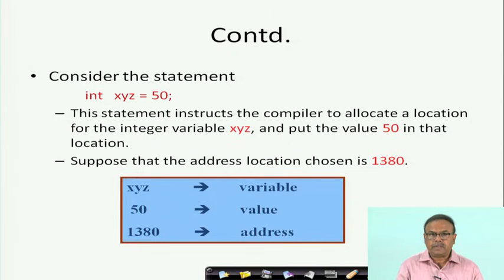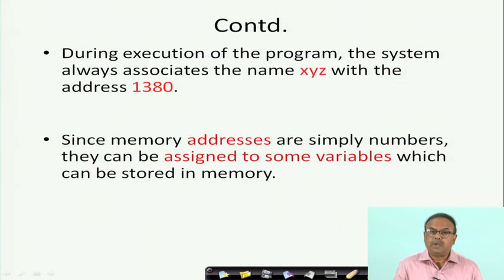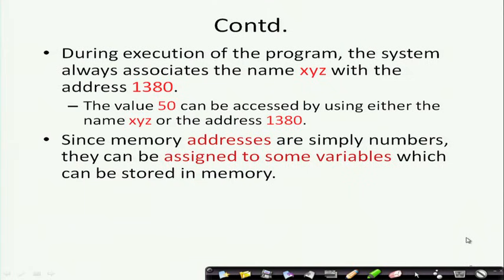We know that, we have discussed it earlier. Now, during execution of the program, the system always associates the name xyz with the address 1380. So, whenever in the program we find xyz, the variable xyz being referred, it will go to the memory location 1380 and fetch that. So, the value 50 can therefore be accessed by going to the location 1380 and accessing it.